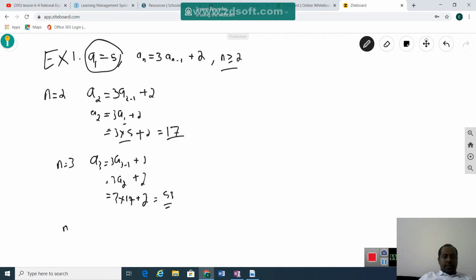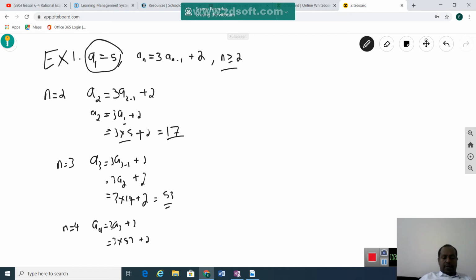Then finally, let's find the fourth term. To find the fourth term, I need to plug in n equal to 4. So a sub 4 is equal to 3 times the third term plus 2. So this will be 3 times 53 plus 2.